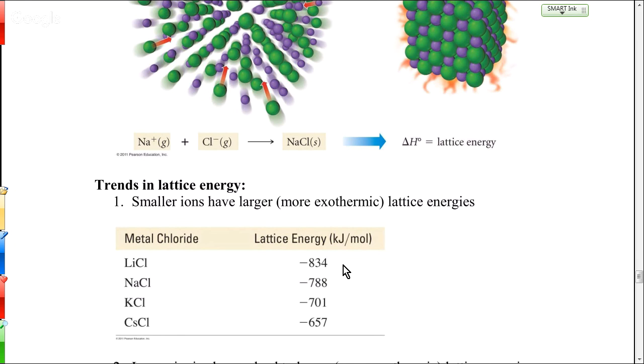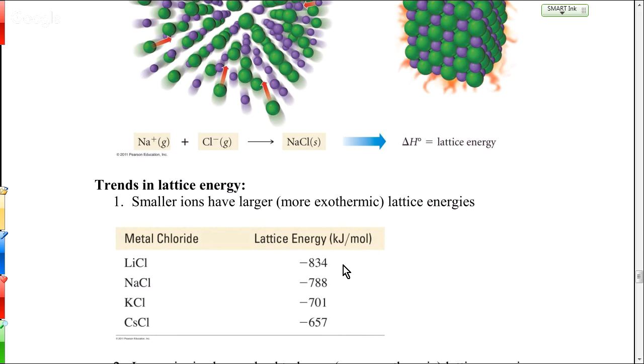Ideas? Just guesses, whatever you think. Why should smaller charged particles pack together more strongly than larger charged particles? The electrons stay closer to the nucleus. The electrons are closer to the nucleus, and then they're so much smaller. It's really just as simple as packing.